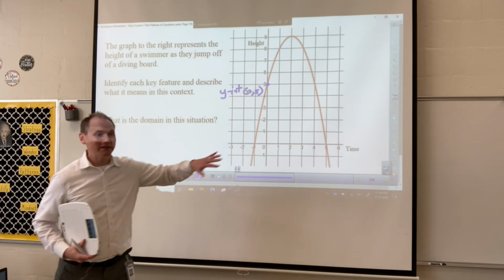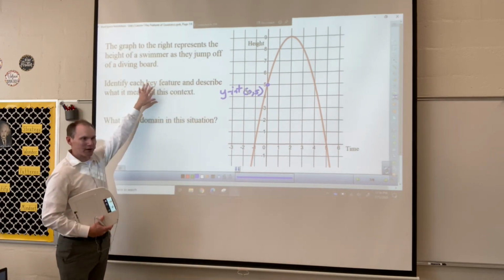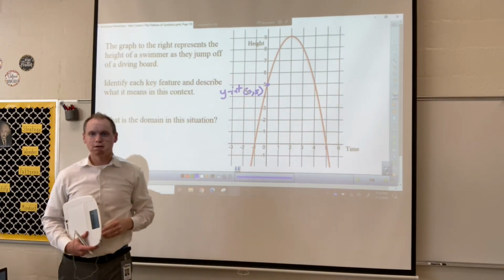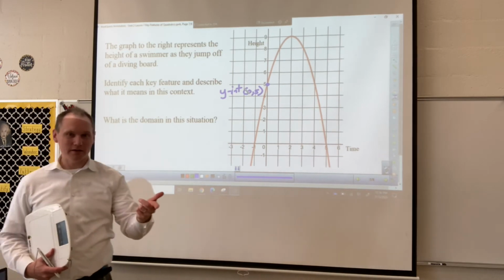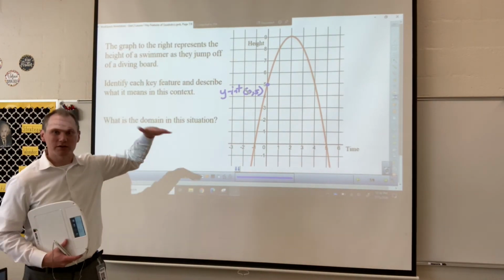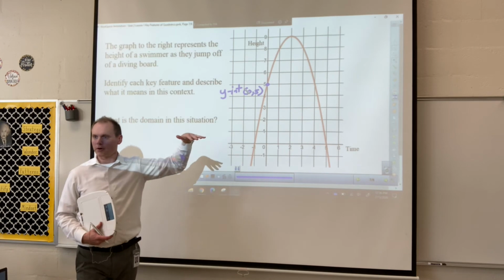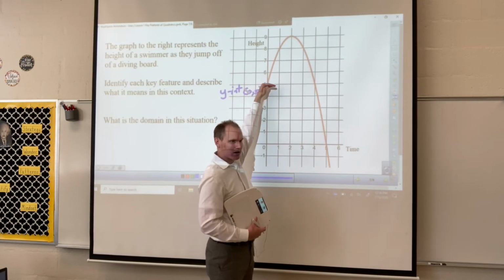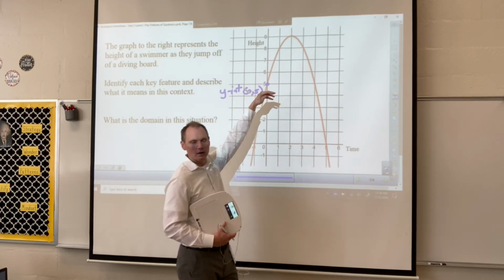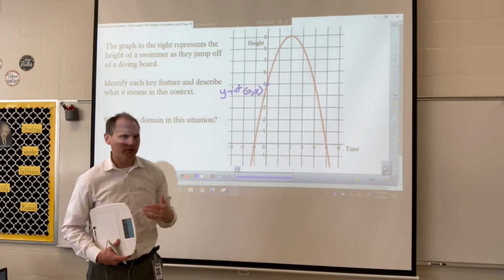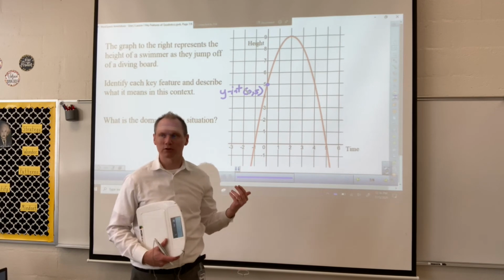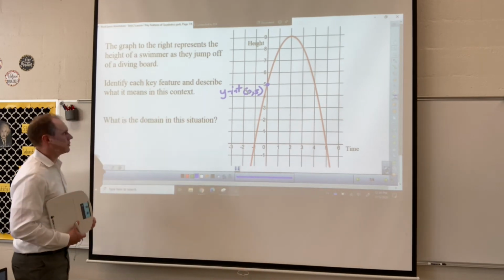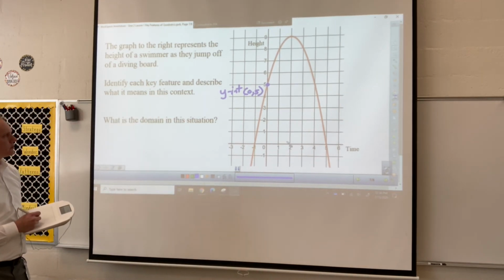Now what do you think that means in the context of the swimmer jumping off of this diving board? The height of the diving board, the starting point, right? The starting height of our jumper as they jump off the diving board. This is their starting height, right? So a lot of times the y-intercept represents the initial value. In this case, it's the initial height of the jump.